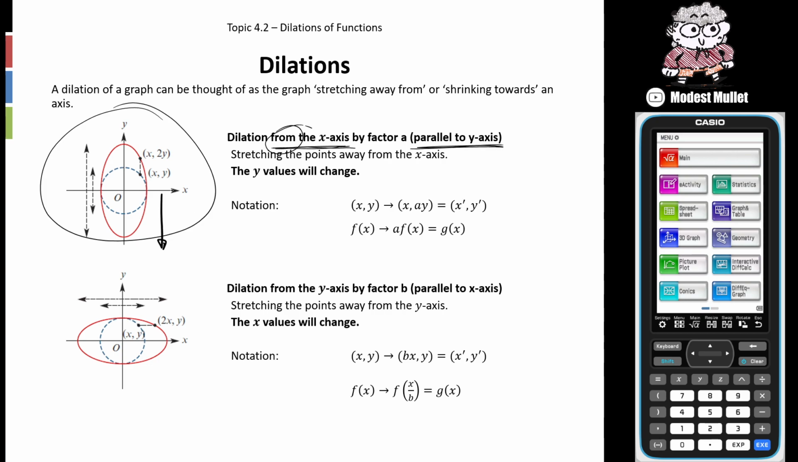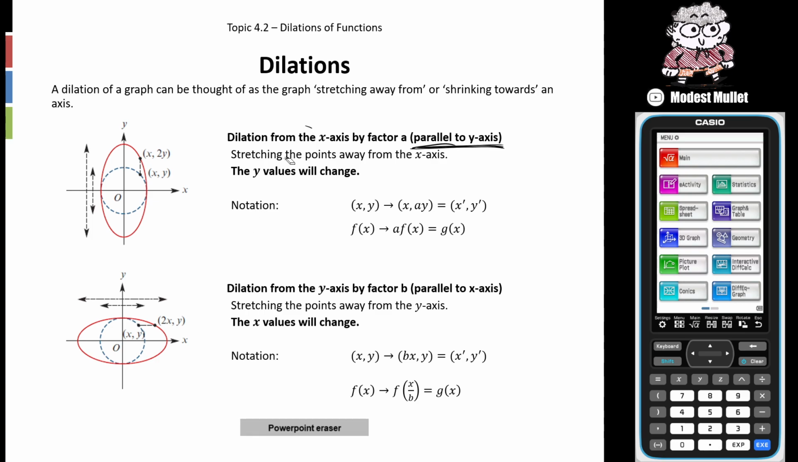We're pulling away from this x-axis. So that's what dilation from the x-axis means: we're stretching away from it, both up and down. This can also be referred to as parallel to the y-axis. I'm pulling parallel to the y-axis. I'm pulling up, I'm pulling down. So both those phrases mean the same thing, and they mean what is demonstrated in this picture, pulling up and down.